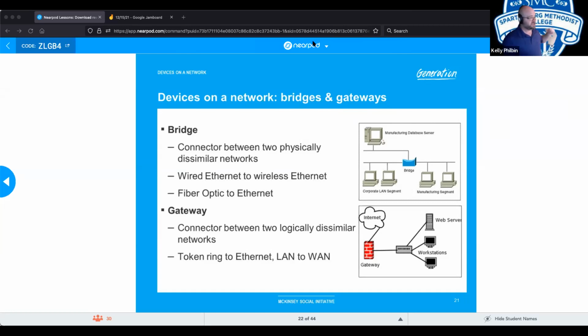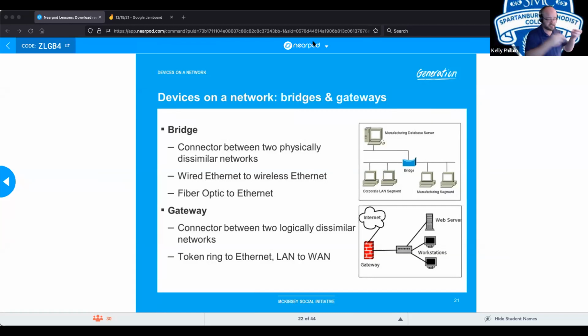Then we have gateways, which is essentially a connector between two logically dissimilar networks. Well, what do we mean by logically dissimilar? We mean the difference between a bus and a star. So at the end of that bus, before it can become a star, you would have something like a router. The router would connect the two logically dissimilar networks. The bus has one essentially logical way that it communicates, and then the star has another. So it is communicating to two logically dissimilar networks.